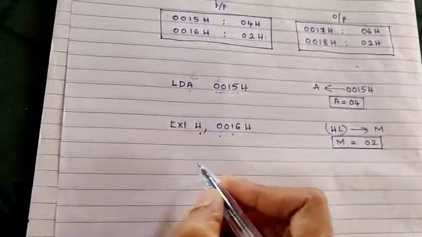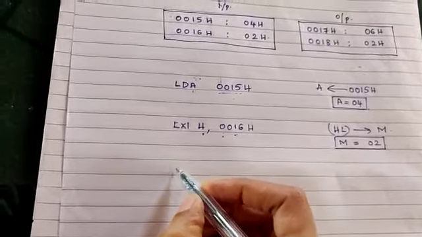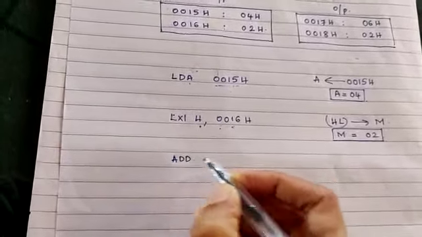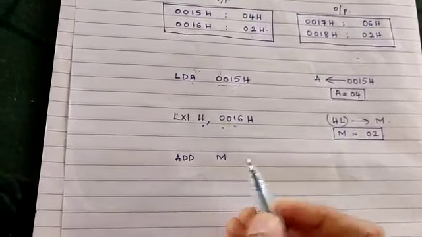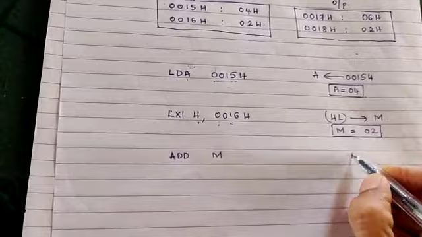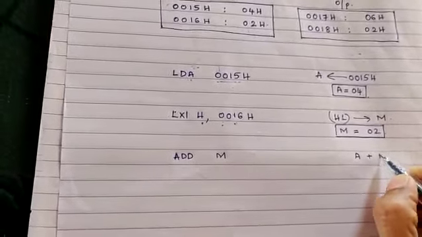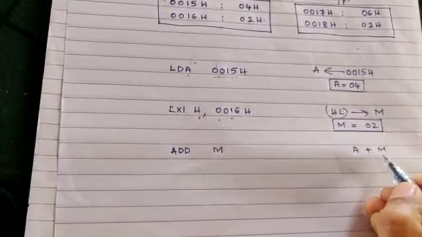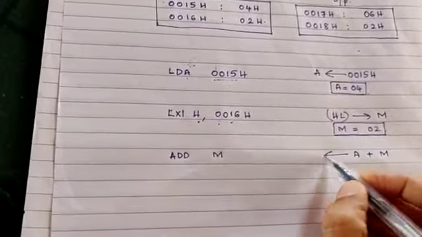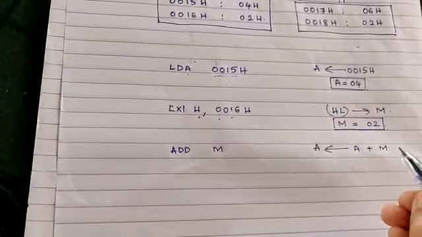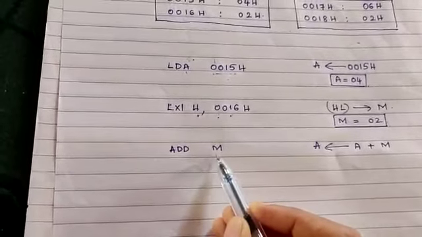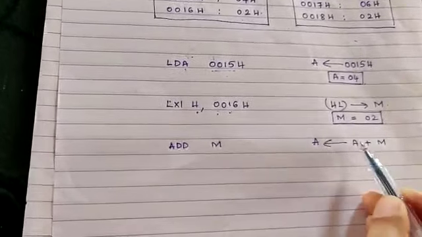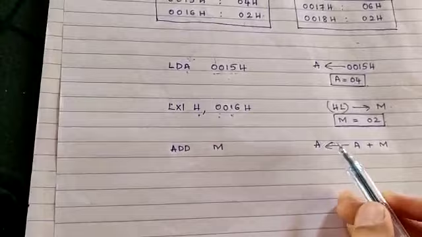Okay, so it's better to take the ADD M instruction. So why this? I have already told you that. See, the first number is in A and the second number is in M. So when we add this, the result is stored back into the accumulator. So the operation of ADD M is A plus M, and the result is stored back into the accumulator.